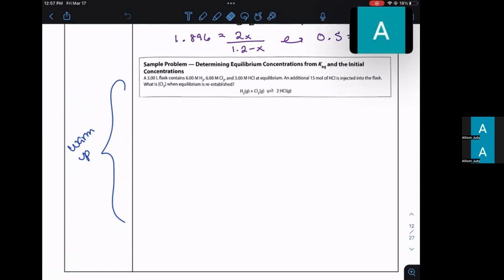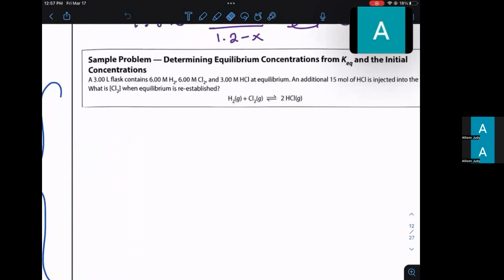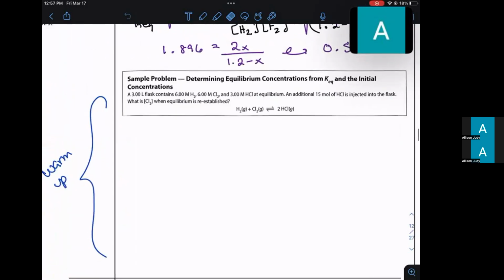Okay, so what they want you to do, it's just a 3-liter flask contains 6 molar hydrogen gas and 6 molar chlorine and 3 molar HCl at equilibrium. They give you the reaction. And then additional HCl is injected into the flask. They want you to solve for the concentrations at equilibrium. So it's sort of like a stresses problem about shifting equilibrium and it returning, but really it's just math.